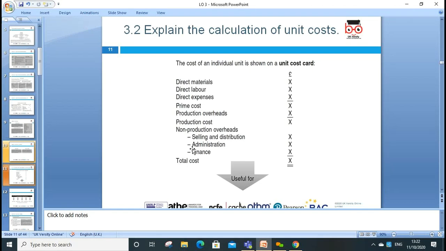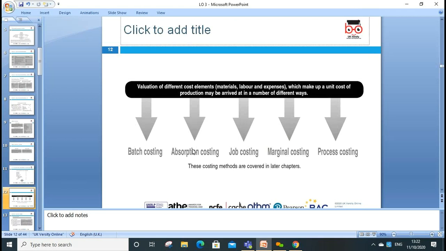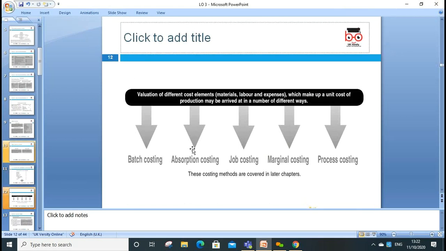Then you have non-production overhead, which is the selling and distribution department, administration department, and finance cost. If you borrow money, you have to pay interest on it. That's the total cost now, which we can calculate. And then we have different costing methods that we can use in management accounting.